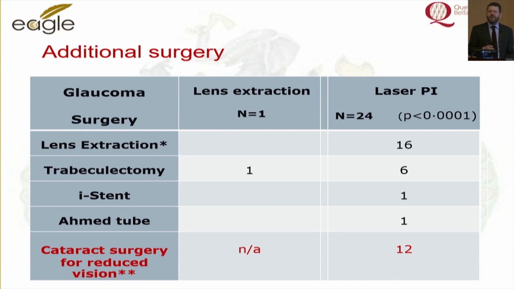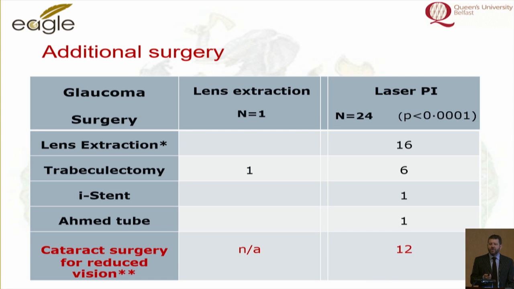A number of those that went on to have further surgery, well, in the PI group, there were 16 lens extractions because they had uncontrolled intraocular pressure, and of course, a number of those had them for cataract, for visual acuity reasons, reduced vision.